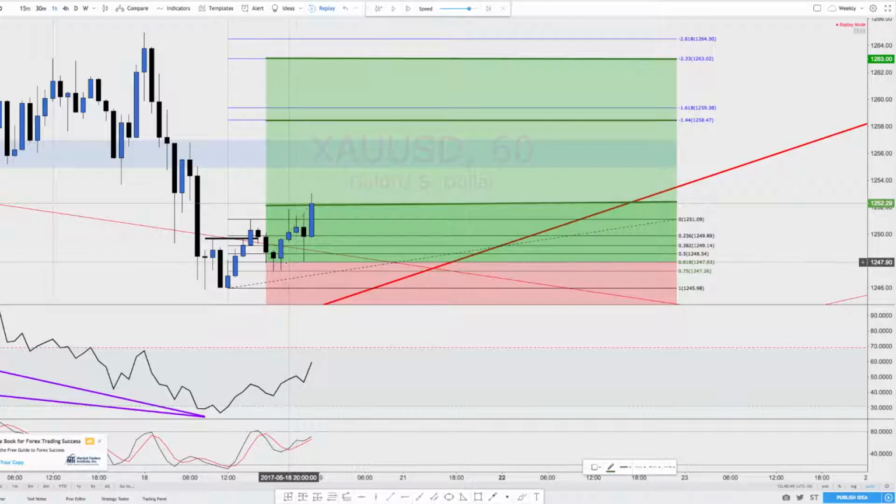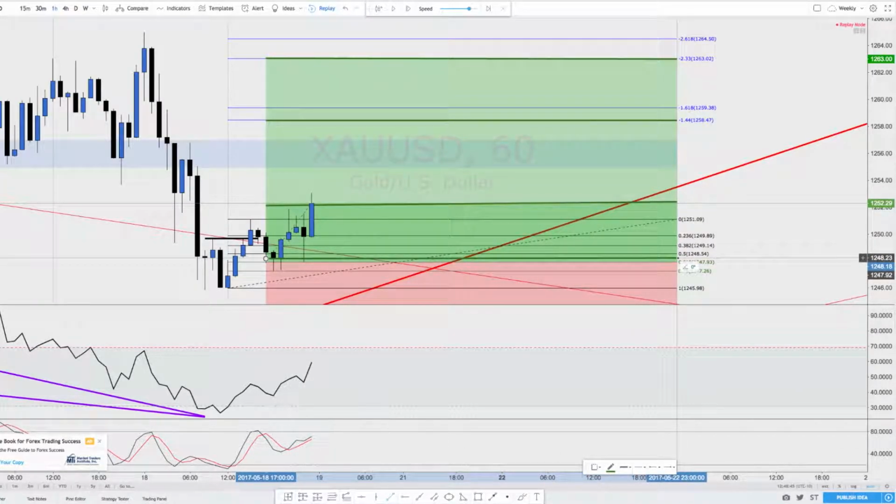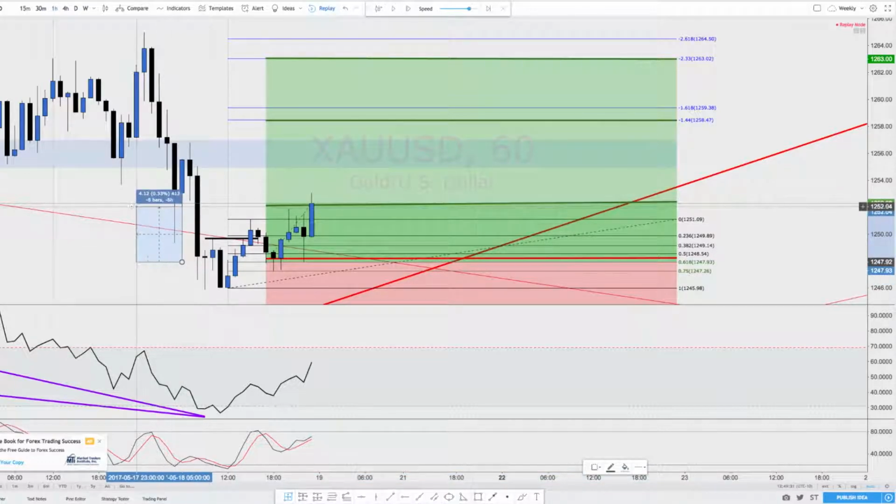We now have break even stops as soon as price hits our take profit 1, we'll drop in our break even stop. And this trade is risk free. We're currently at 40 plus pips. We hit 51 pips.